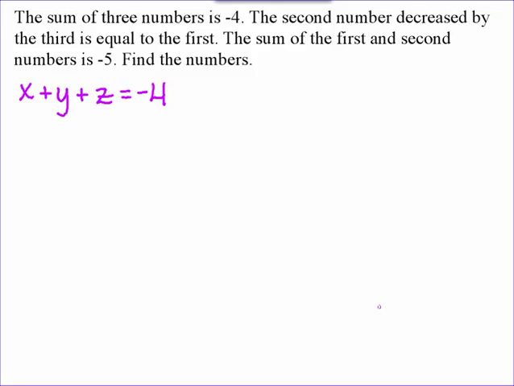The second number decreased by the third is equal to the first. So the second number is Y, decreased by the third. What will that be? Minus z. Minus Z is equal to the first, X. Good. The sum of the first and the second numbers, how can I represent that? X plus Y is negative 5.